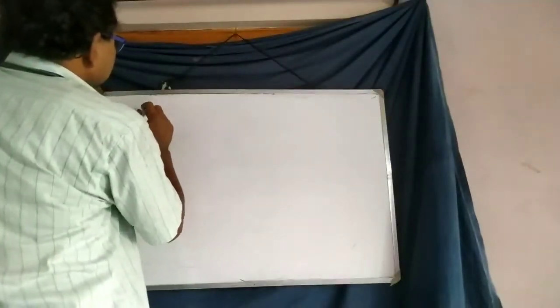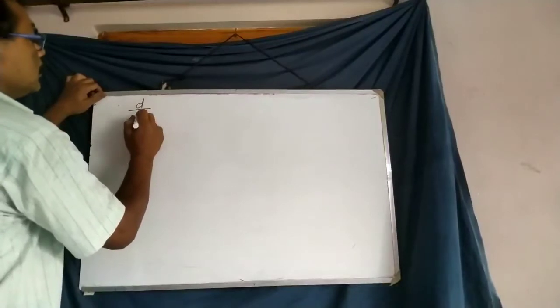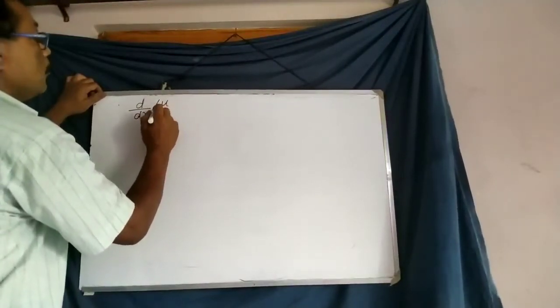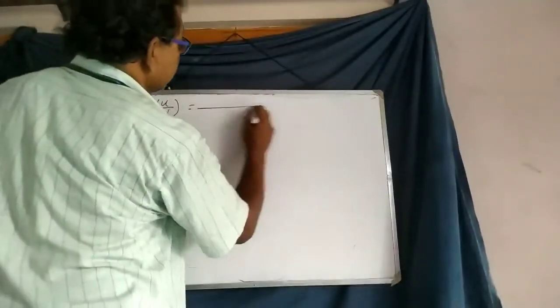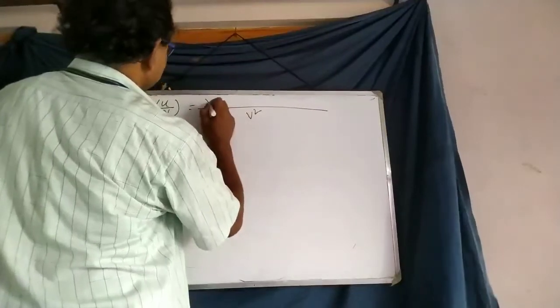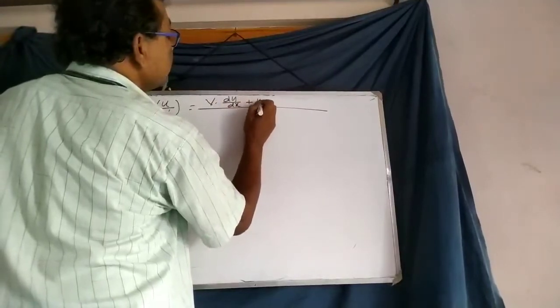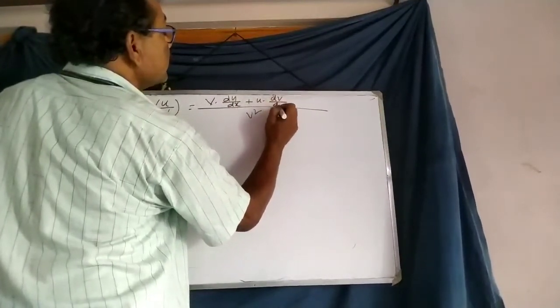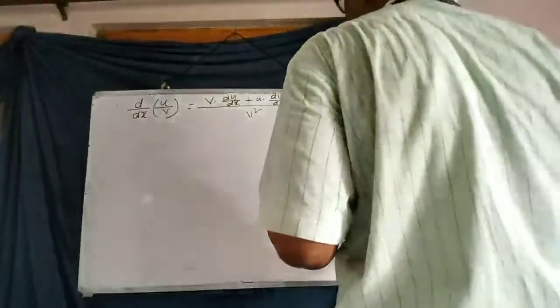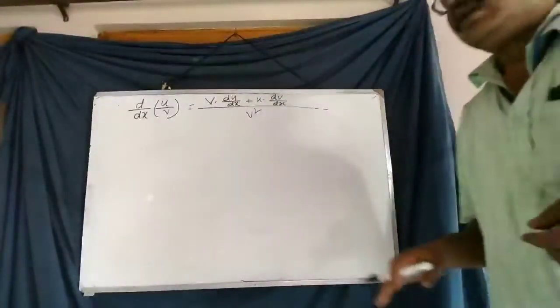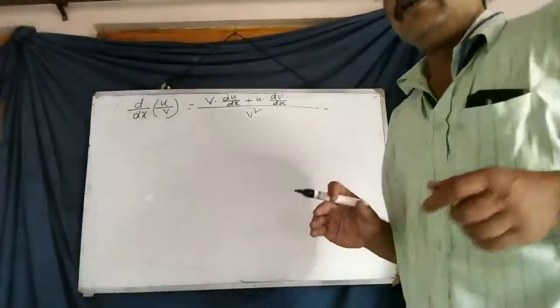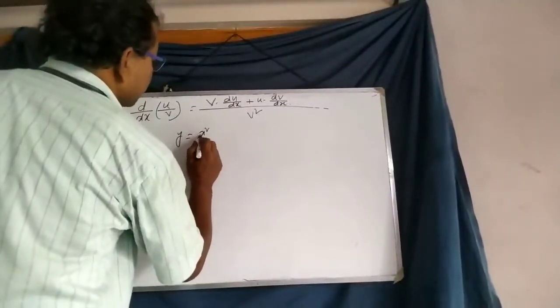Now d/dx of u by v is v square into, v unchanged du/dx minus u unchanged dv/dx. Division of two functions, where u and v are the functions of x. To apply this rule, I will take a very simple function, y is equal to x square by e to the power x.